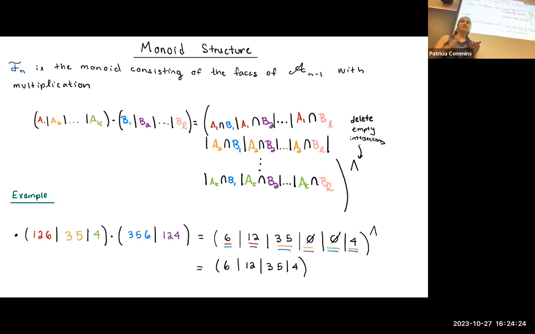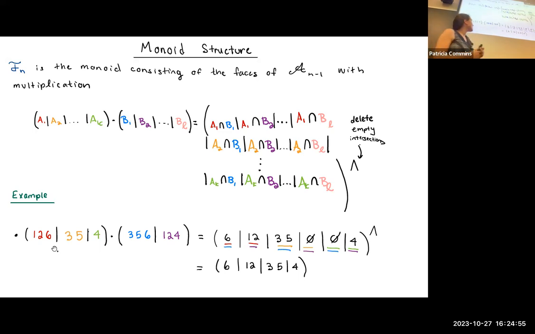So multiplying two faces in the braid arrangement is like multiplying two ordered set partitions. The way this works is that to get the blocks of your new ordered set partition, you intersect the blocks of your two subpartitions. So you start with the first block of your first set partition and intersect it with every block in order of your second, move on to the second block, and so on.